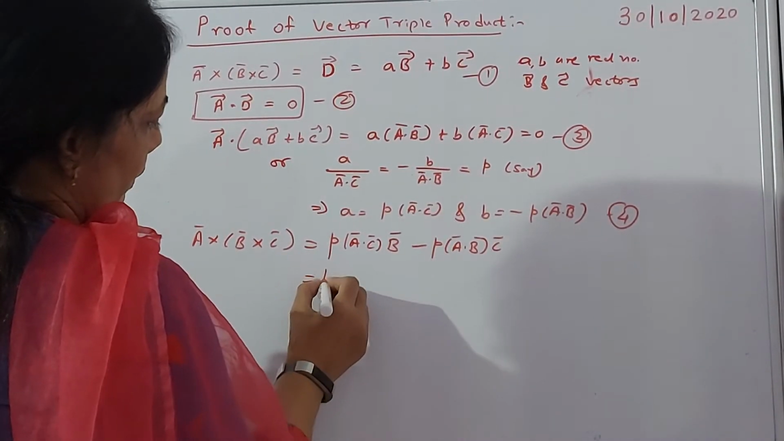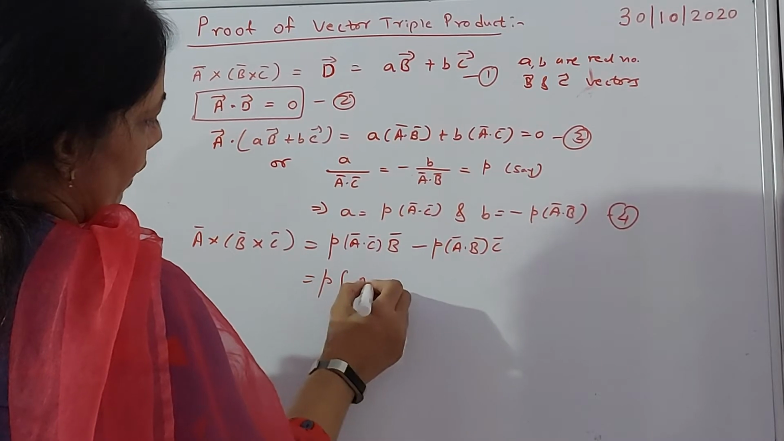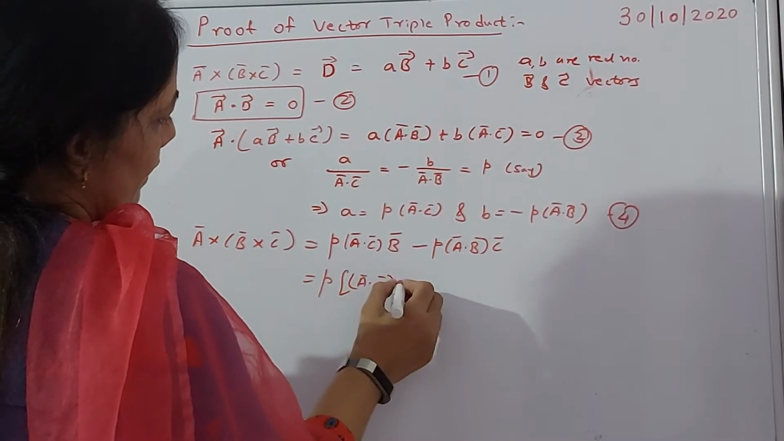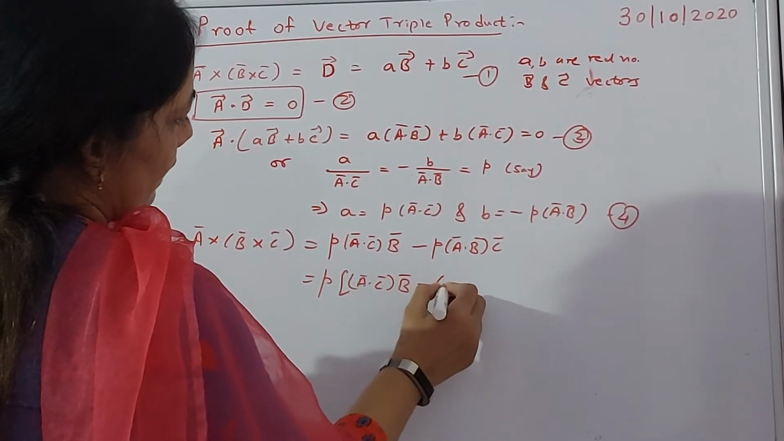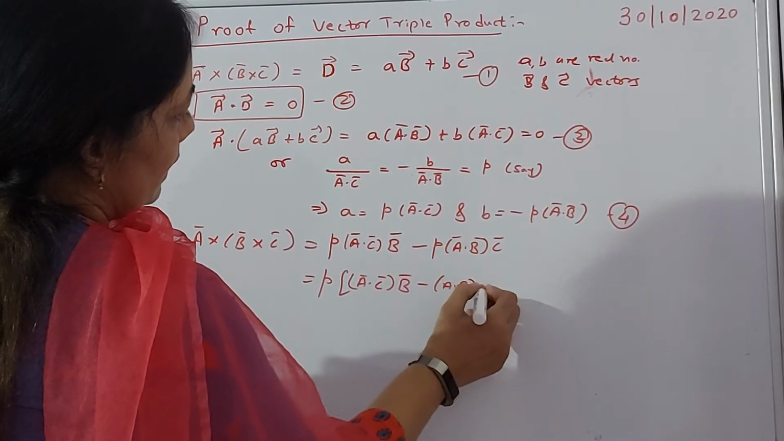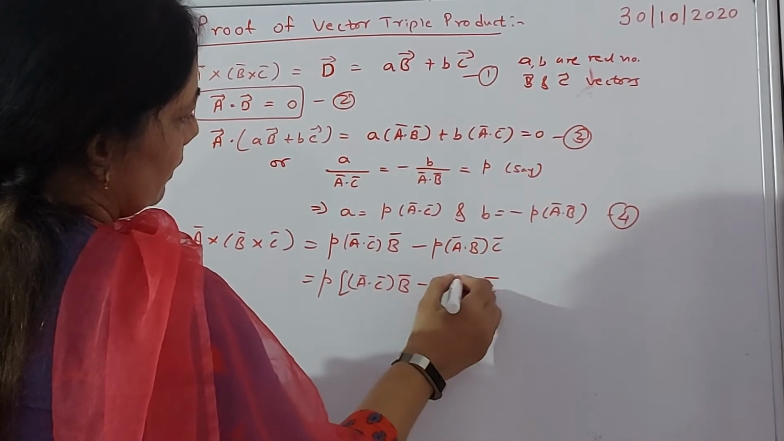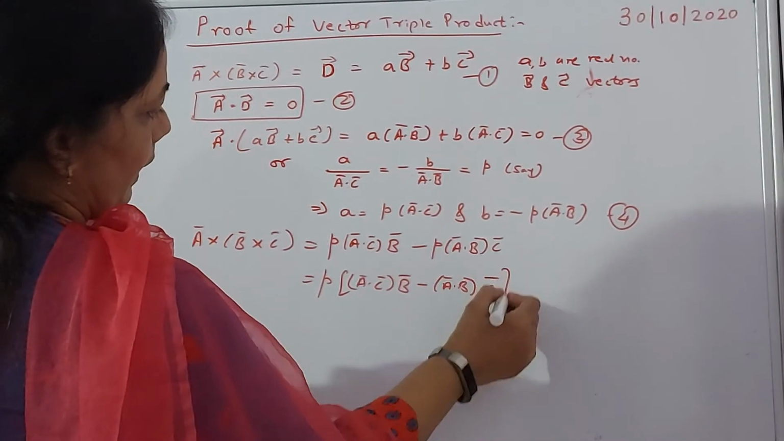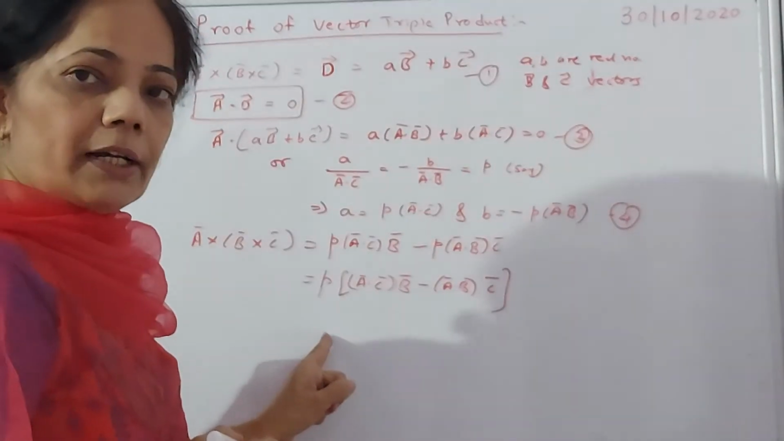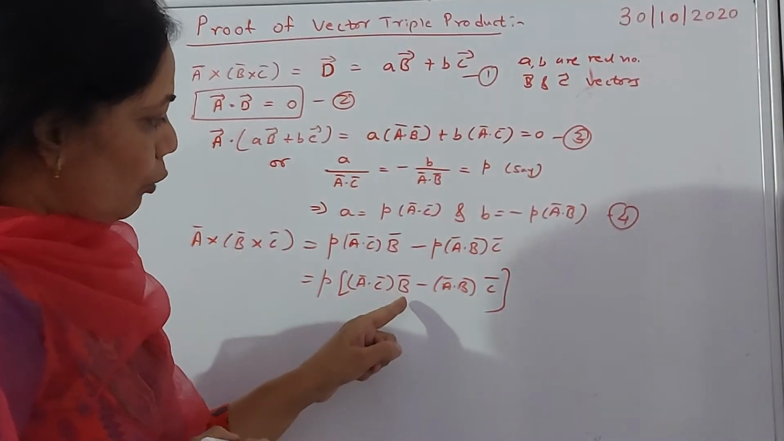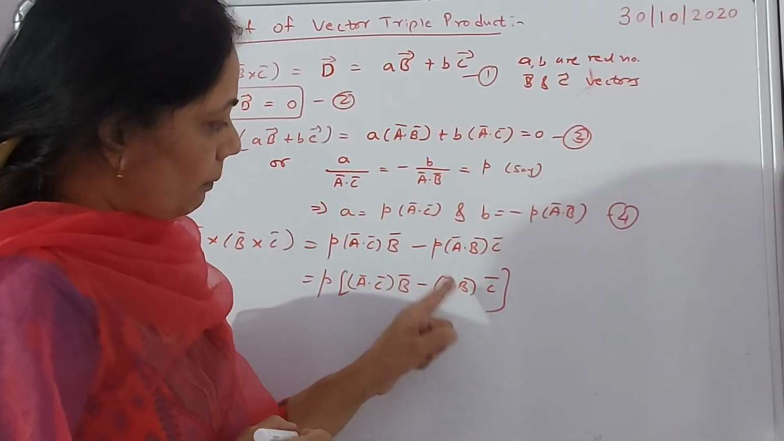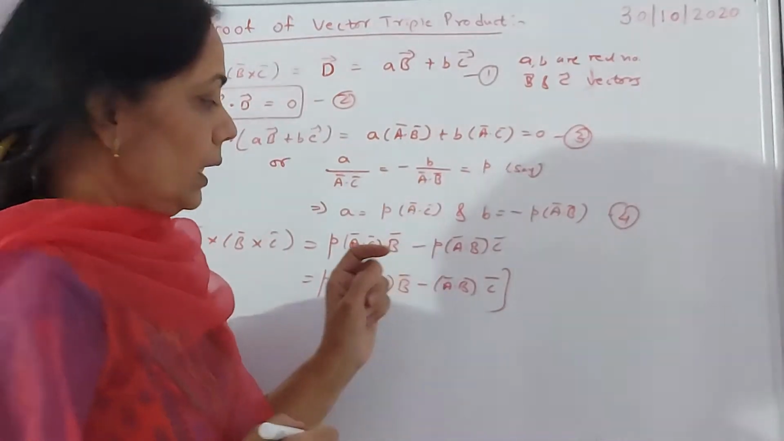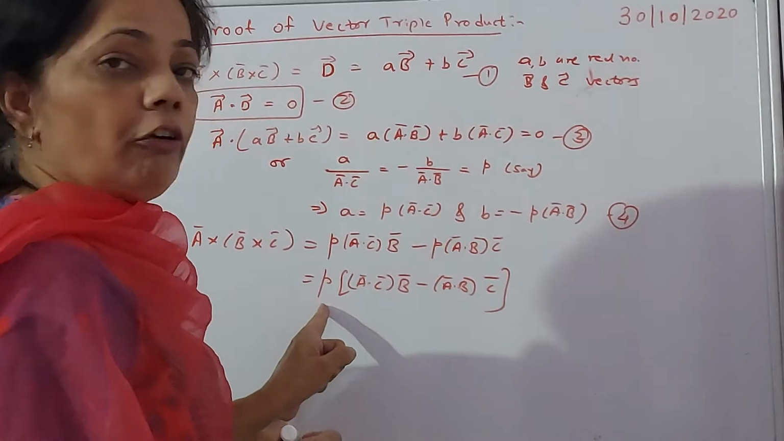So take P common. So what we have in the bracket? A, C, B minus A, B, C. Bracket complete. P outside the bracket, A dot C outside the bracket B minus A dot B outside the bracket C. Correct? Now my job is to find out the value of P.